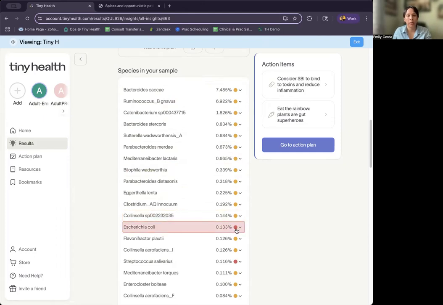You'll notice here that the E. coli is red. And that's because E. coli is always a pathogen. We never think of it in really a good light. It's always a pathogen, and so is Streptococcus.